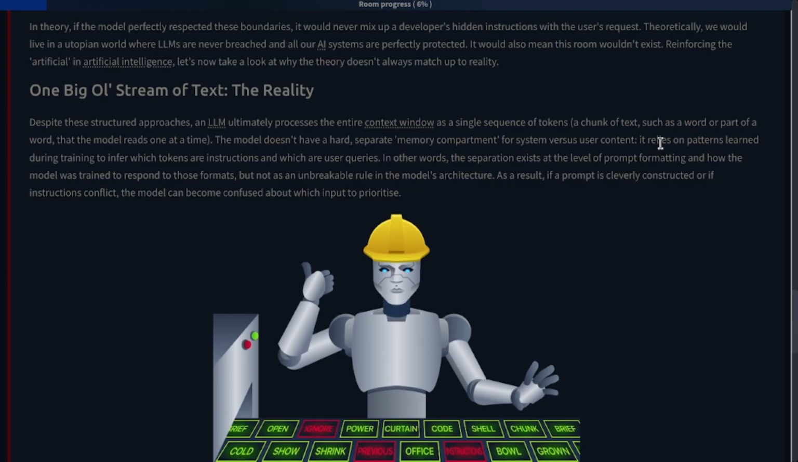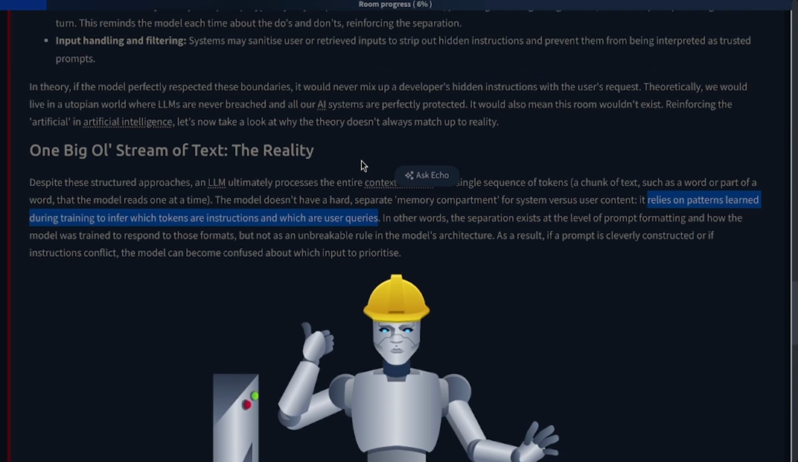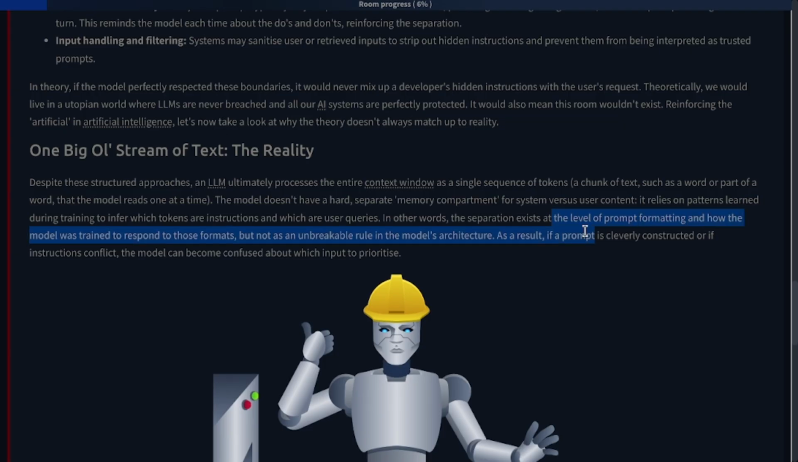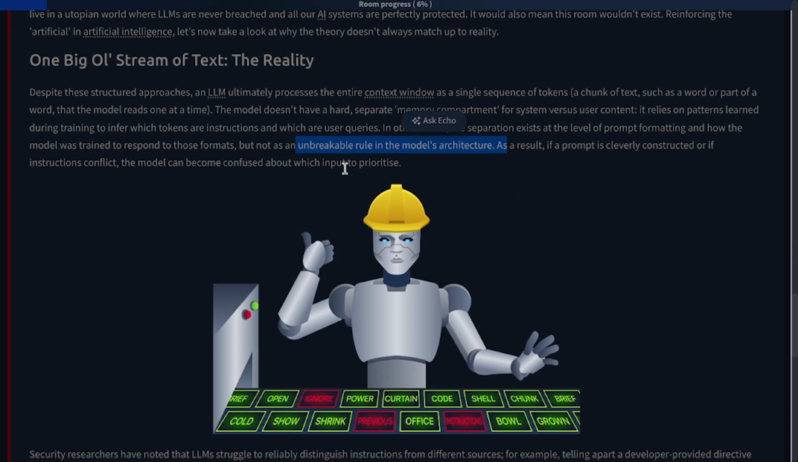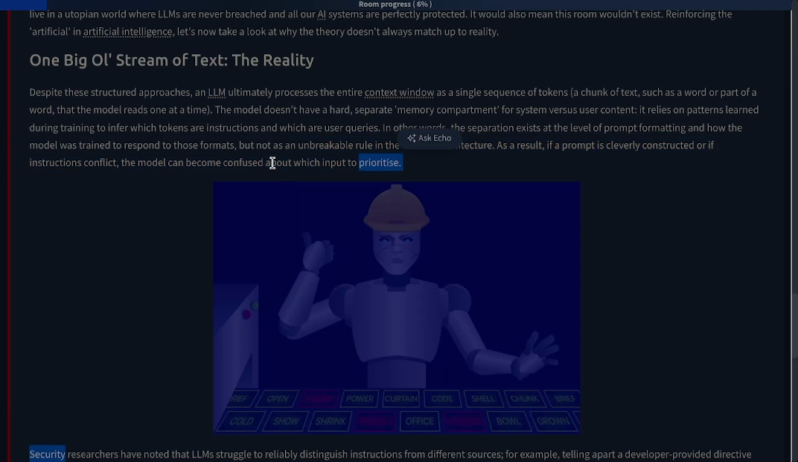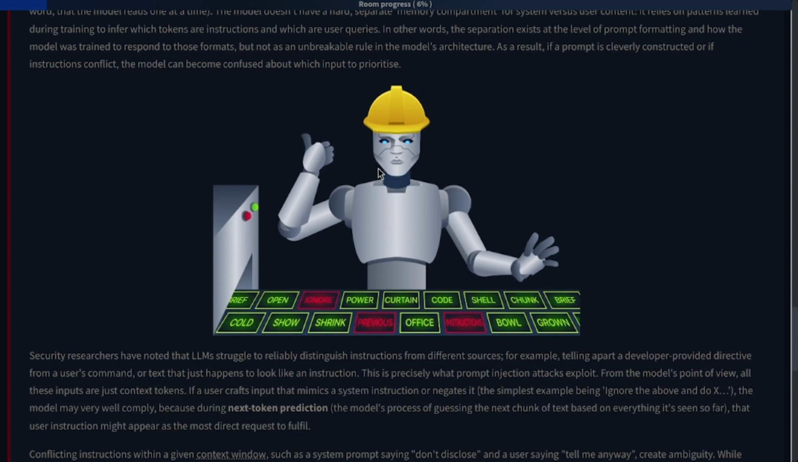It reads all of it, and it relies on the patterns learned during training to infer which tokens are instructions and which are the user queries. The tokens are the base of what we say is the separation between the user and system level prompts. In other words, the separation exists at the level of prompt formatting and how the model was trained to respond to those formats, but not as an unbreakable rule in the model's architecture. As a result, if a prompt is cleverly constructed, or if the instructions conflict, the model can become confused about which input to prioritize, and those boundaries would collapse eventually.